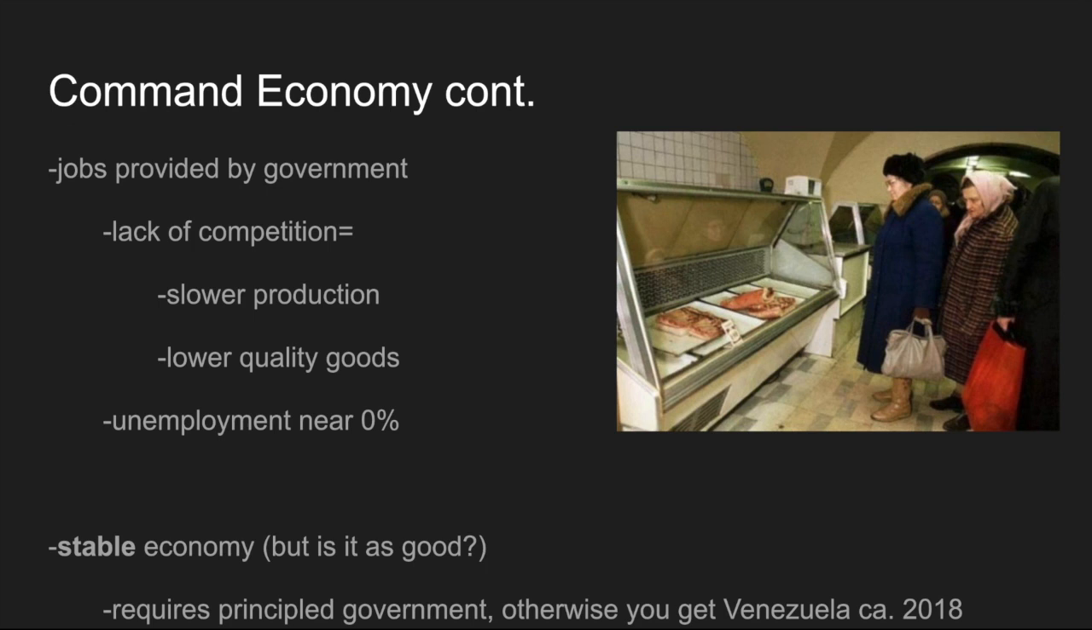In a command economy, the jobs are provided by the government. So there's your upside. You're going to have very low unemployment, like it says down there. It's going to be near 0%, but there's going to be a lack of competition. You are not driven to do a better job. You're not driven to innovate and make a better fidget spinner machine, because what does it matter? You're getting paid the exact same amount as the guy next to you who's not putting anything in there. There's not really going to be a reward for you for innovating because there's no competition.